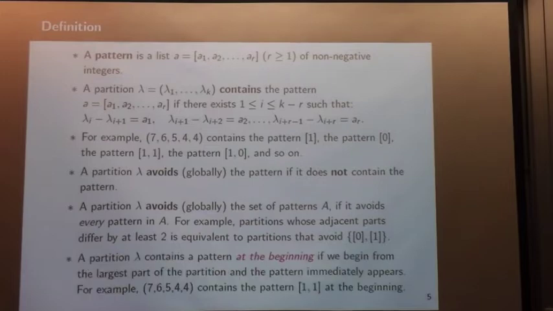A partition lambda contains a pattern at the beginning if we begin from the largest part of the partition and the pattern immediately appears. For example, 7, 6, 5, 4, 4 contains the pattern 1, 1 at the very beginning.